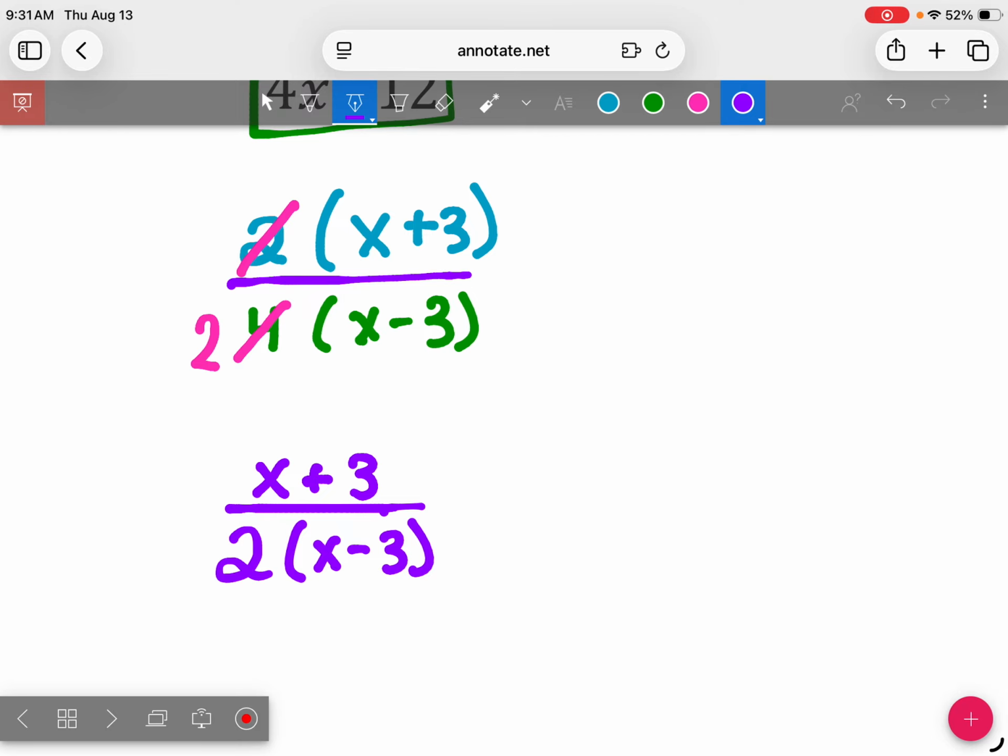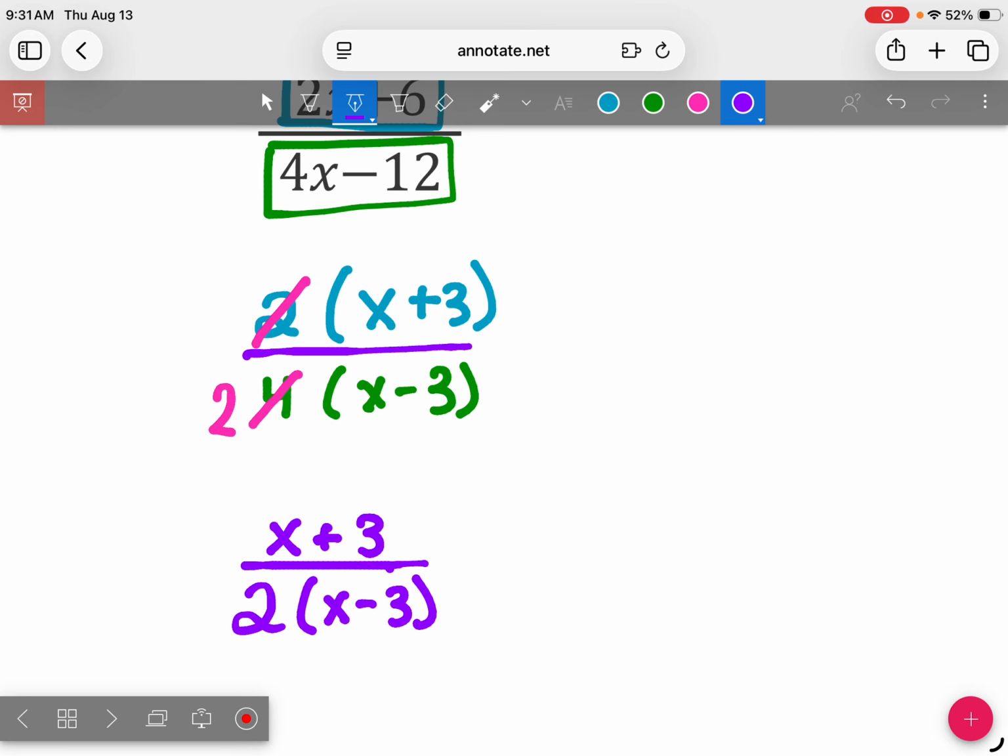These two statements, or actually all three of these statements, are equivalent. They mean the same thing, and if I substitute in values for x, I should get the exact same answer.